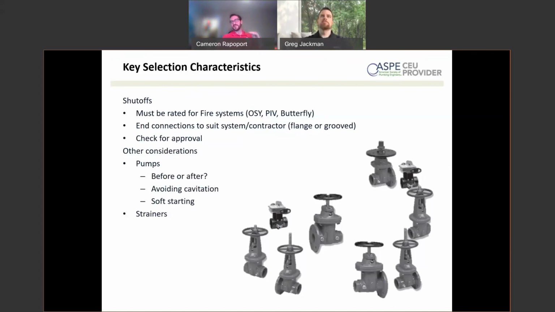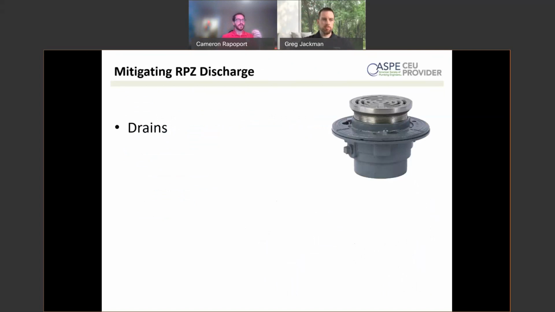Strainers. I know they're not certified. You can't always use a strainer on a system. Sometimes they're not allowed by the AHJ, but where you can use a strainer, they will help because it's going to keep debris out of that backflow preventer. It's going to keep it from failing its tests, and that's going to keep your customers happy. So use where allowed. Real quick, just a couple more minutes.